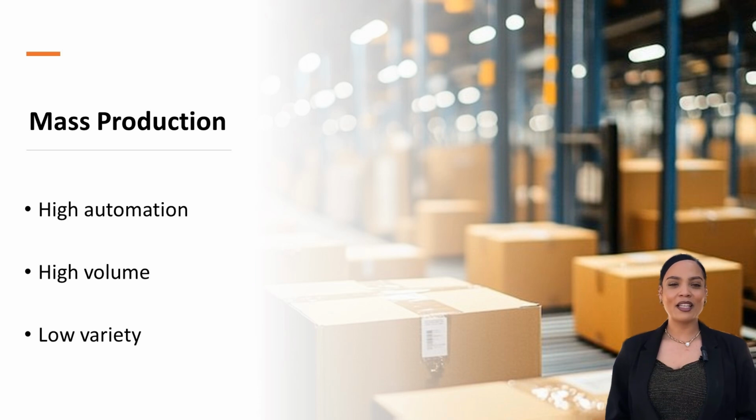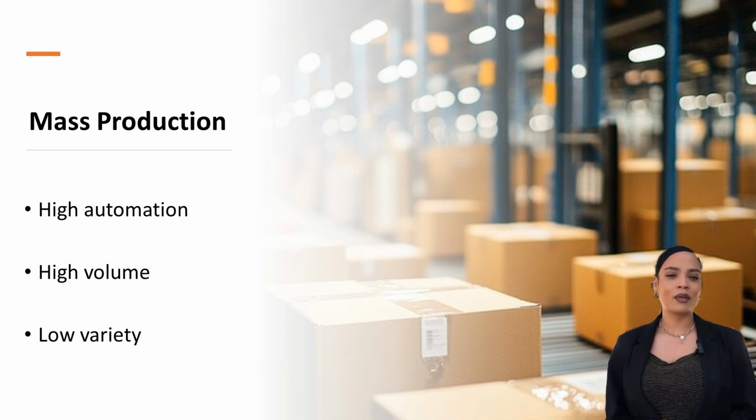Mass production uses high automation and standardization to produce large volumes with minimal variation. High setup cost, but very efficient once running. Examples are soft drink bottling and electronics manufacturing. This activity is a Q&A. How is mass production different from flow?